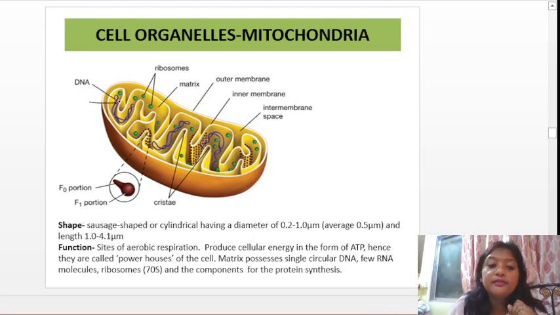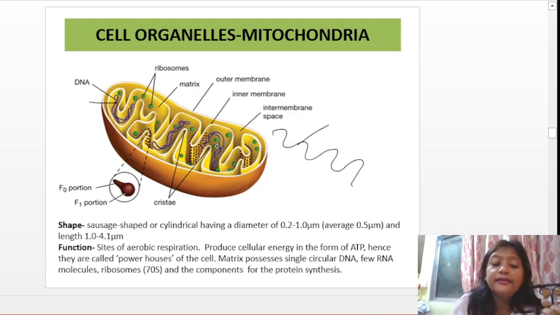Remember. Now you can see this folding part. What is this? It is known as the cristae. What does it do? It increases the surface area, and it extends to the part known as the matrix. The internal portion is known as the matrix. It contains an outer membrane and an inner membrane. The inner membrane contains the F0 and F1 portions. Basically this helps in the final process of ATP production. Remember, when energy is being produced, ATP is being produced.